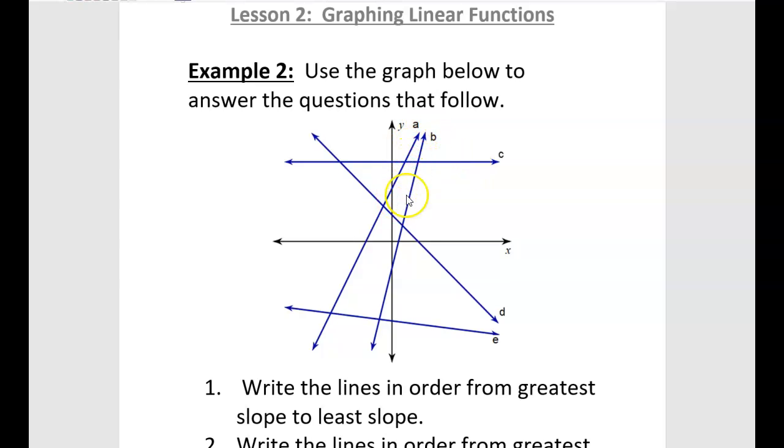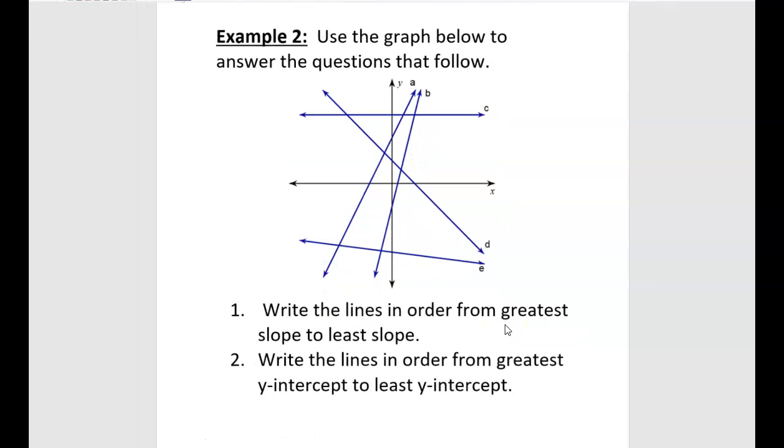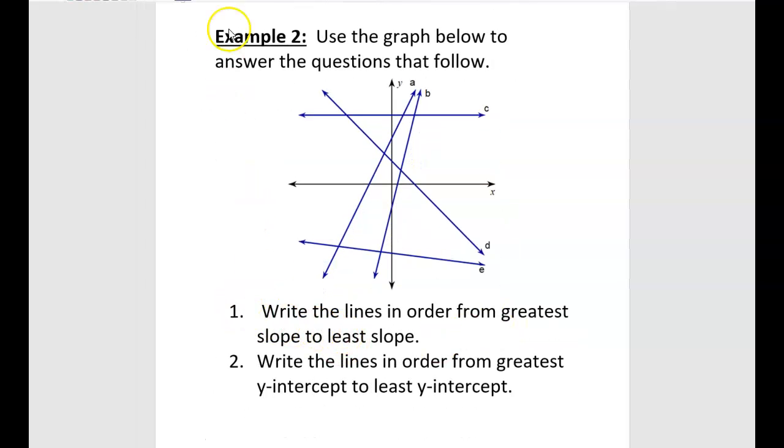So this graph, here's your y-axis in black, here's your x-axis in black, and then all these blue lines are different linear functions that are graphed. We have linear function A, linear function B, linear function C, linear function D, and linear function E. And we have some questions that they want us to answer. So number 1 says, write the lines in order from greatest slope to least slope.